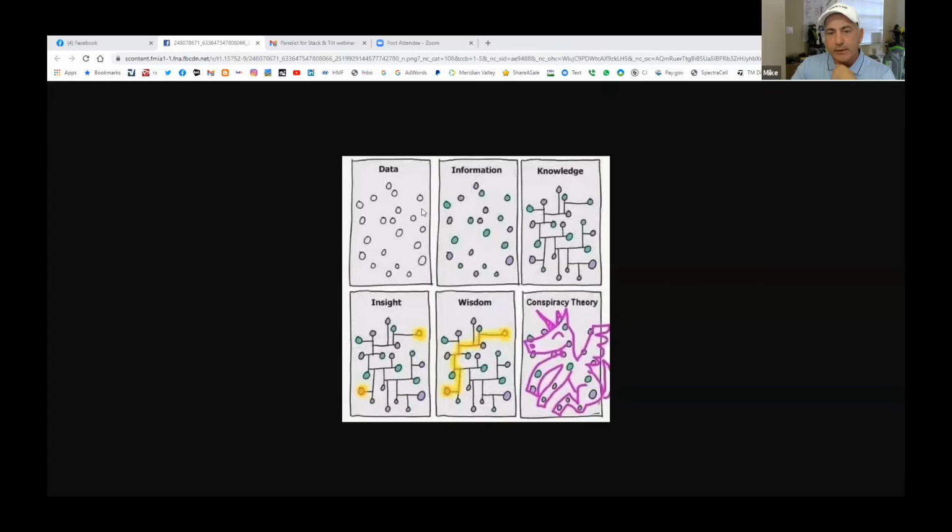So quick slide here: data, information, knowledge, insight, wisdom. Conspiracy theory is great, but knowledge and wisdom are the two we're really looking for. The information's out there. It's just getting it applicable to you. Yeah, 100%. Oh, that's great.